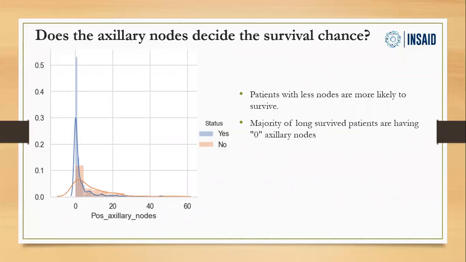Does the axillary nodes count decide the survival chance? In this graph, on the x-axis, we are denoting the axillary nodes. The blue region is much higher at the zeroth axillary node, which indicates that patients with zero or fewer axillary nodes have a much higher chance for long survival. Whenever the axillary nodes increase, you can see that the blue region gets lower. So fewer nodes mean higher survival chances.